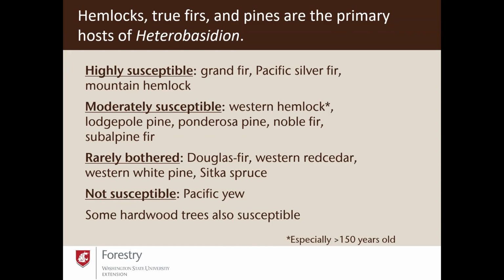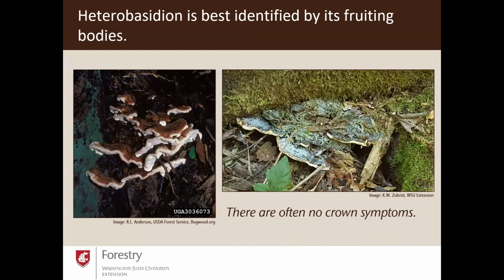There are some hardwood trees that are susceptible. Big leaf maple is an example of that. Most hardwoods are not. The best way to identify Heterobasidion is by its fruiting bodies. This is a tricky disease because often there are no crown symptoms. The crown will look perfectly healthy. And this is a disease that doesn't really cause mortality, doesn't kill the tree, but can cause extensive decay in the roots and the butt. And so typically what's going to happen is the tree is going to be subject to wind throw or wind snap breakage.